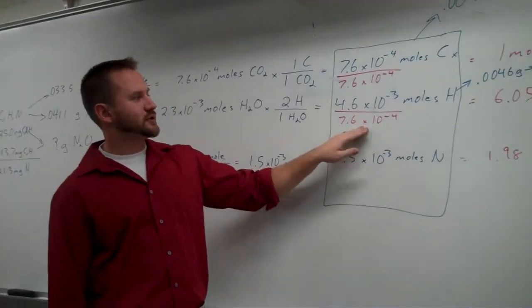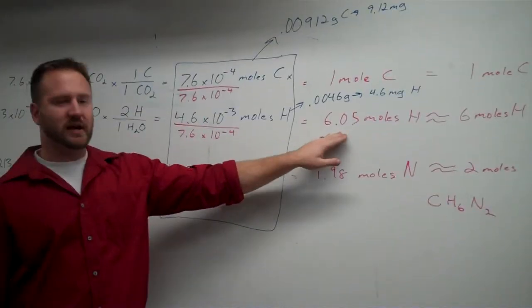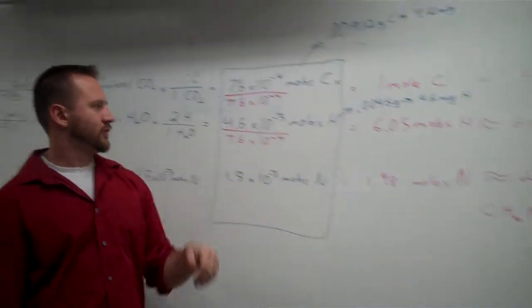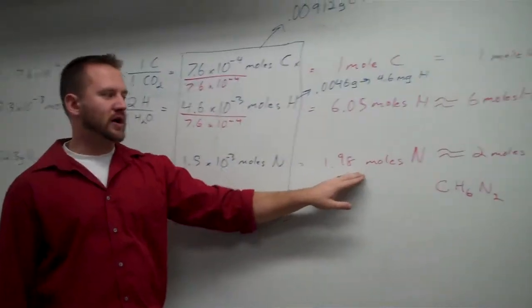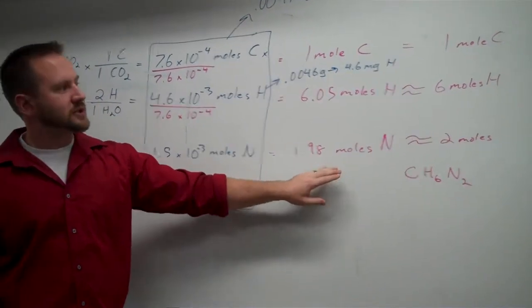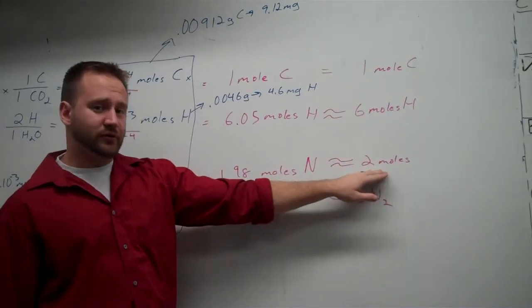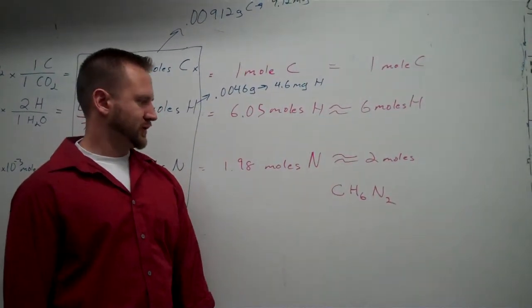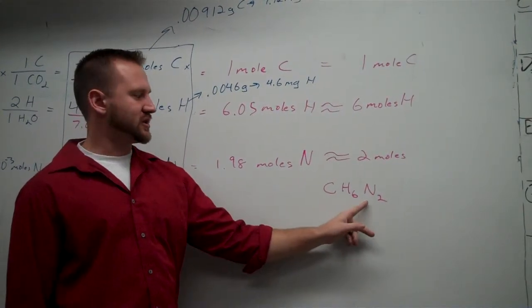The ratio of hydrogen to that would be 6 times as much, because when you divide by that number, you get 6, approximately, for hydrogen. And then when you divide this by that number, you would get approximately 2. So our ratio is 1 mole of carbon for every 6 moles of hydrogen to every 2 moles of nitrogen, which I didn't write for some reason, giving an empirical formula of CH6N2.